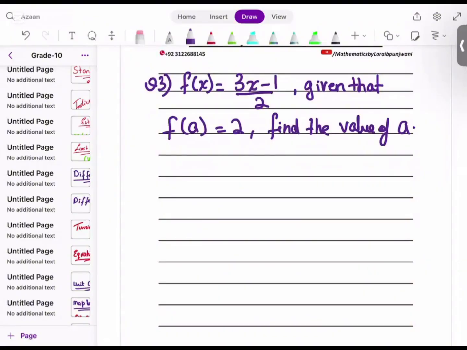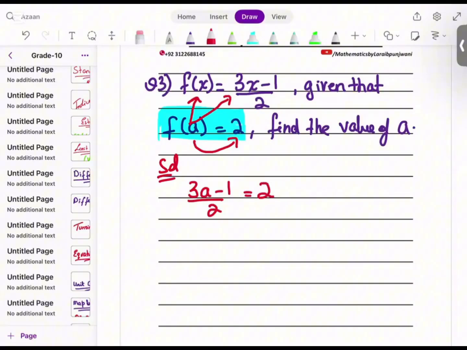Given that, now this is a very key point, f(a) means that I have to put a in this function, and that will be equal to 2. So how can we solve this question? I will put a, replacing x by a. So this will become (3a minus 1) divided by 2, and this will be equal to 2 because the condition says that.